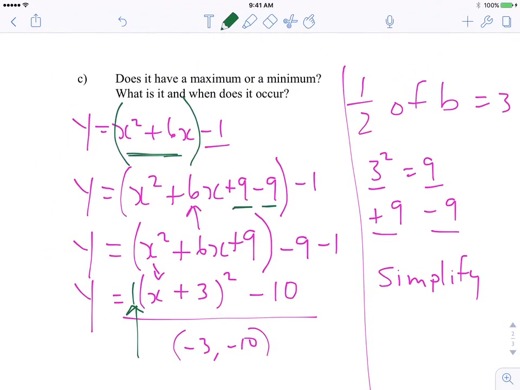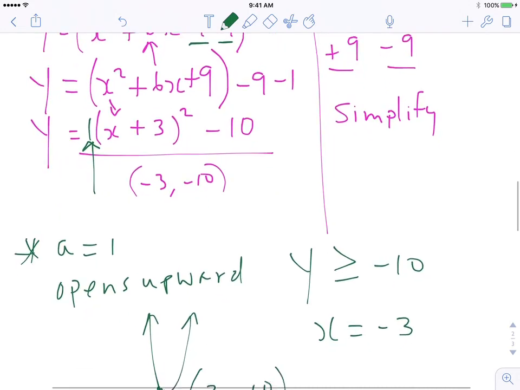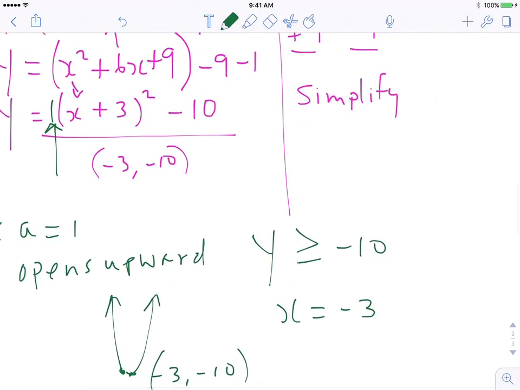So to answer this question, it has a minimum because it opens upward. What is it? The minimum, this is the minimum here. And it occurs when x equals negative 3.